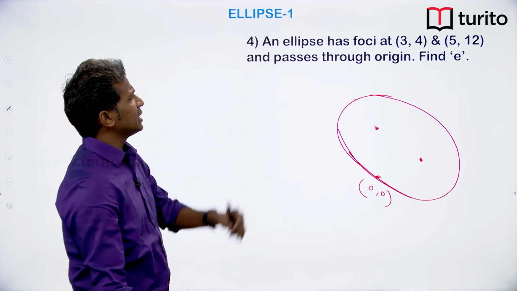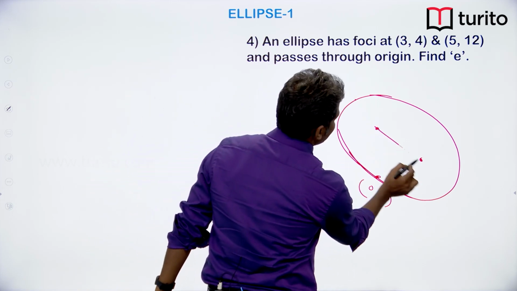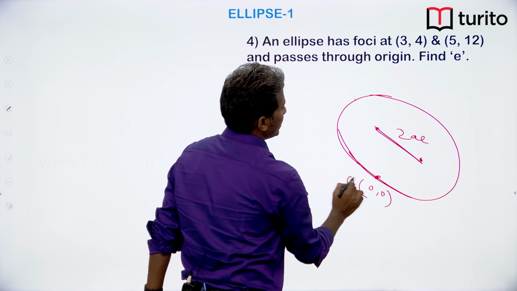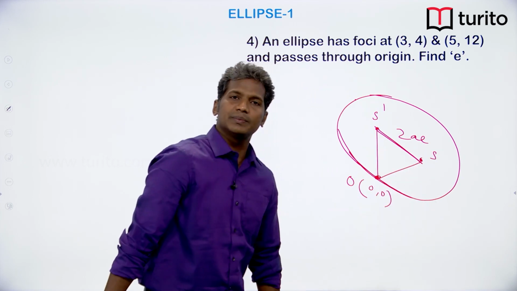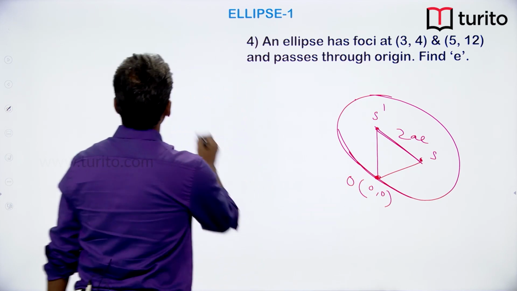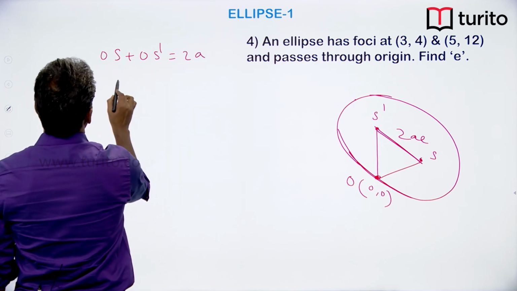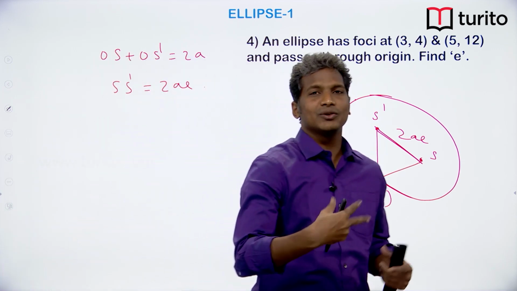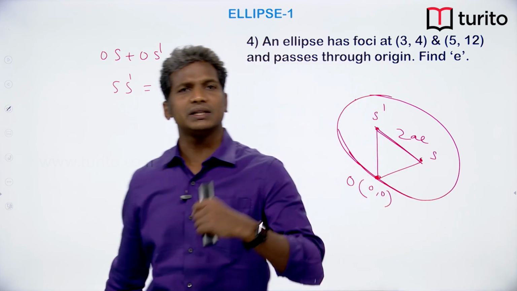Now using this relation we have to find E, but we know that the distance between foci must be 2AE, and if this point is, let us say O, this is S dash. Now because the point is on the ellipse, OS plus OS dash must be equal to 2A. So OS plus OS dash must be equal to 2A and SS dash must be equal to 2AE. That means if I take the ratio of these two, I can get eccentricity. So that is the main step here. So let us just get these distances and apply.